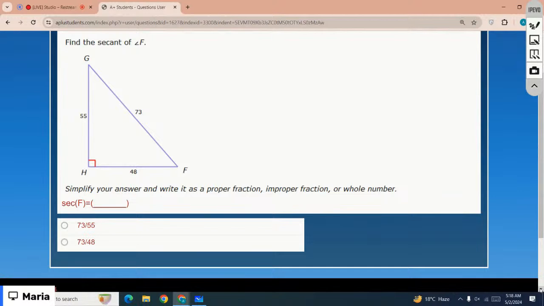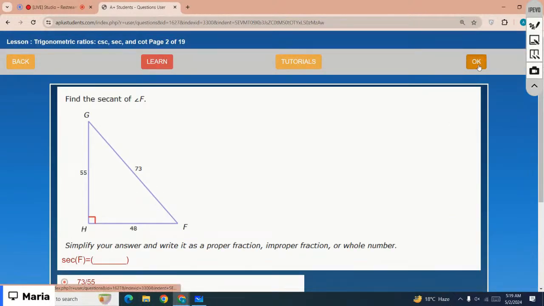Secant of angle F is 73 over 55. Option number 1 is the correct option. That would be 73 over 55 is the correct option, right?